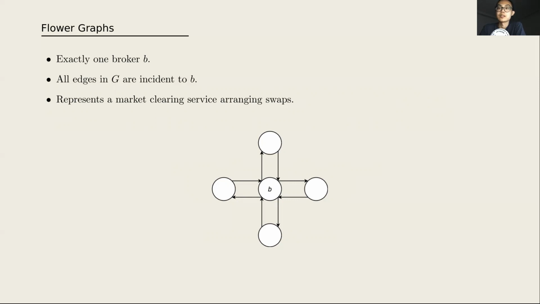Why these graphs are interesting is because they represent a market clearing service if they were to commit to the protocol themselves as a broker. So they'd have all parties swap to them instead of directly to one another. And in that case, perhaps the broker or the clearing service can obtain a commission for each of the swaps.